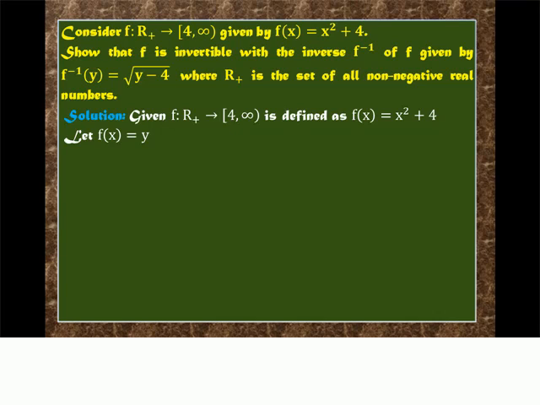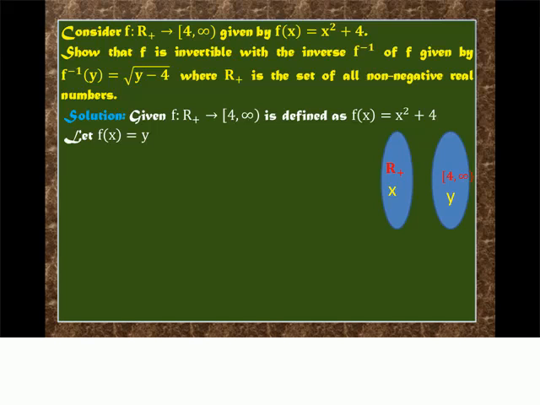What does it mean? Here x is in the set of all real numbers R plus, that too which contains all non-negative real numbers. So x belongs to the set of all non-negative real numbers, and y belongs to the set containing the closed open interval [4, infinity). So it's the set of all numbers which belong to that interval. So always x belongs to the domain and y belongs to the range.